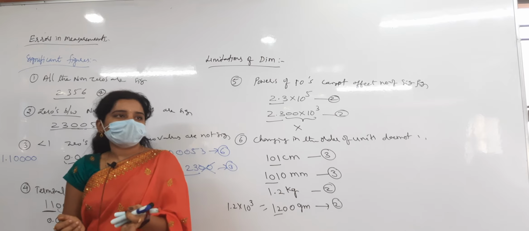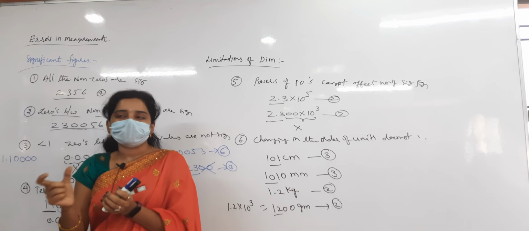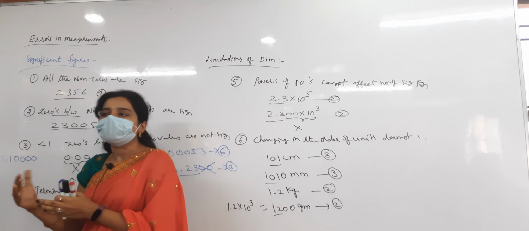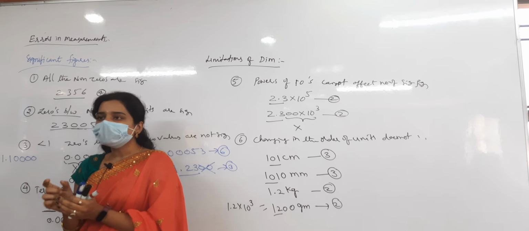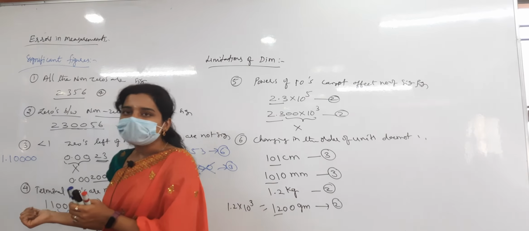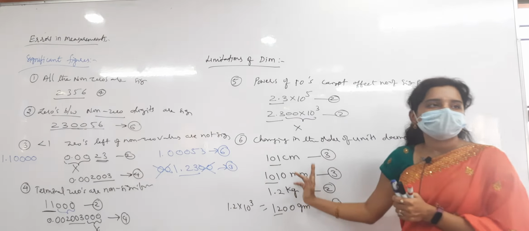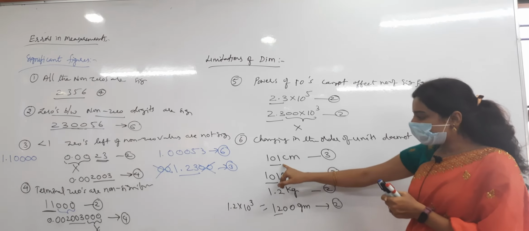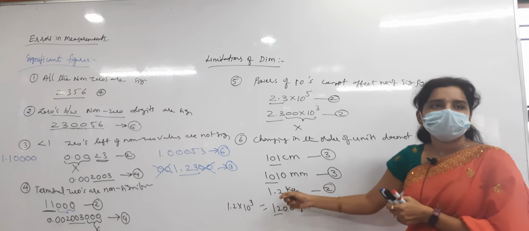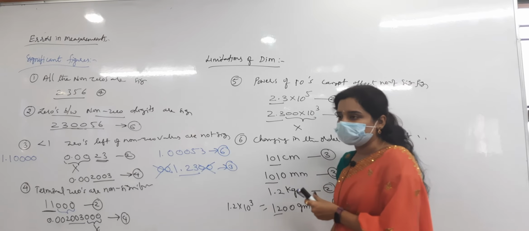I said in the dimensions also the same thing. Whenever you are changing the units of any proper physical quantity, it will not affect the quantity. So n into u is always a constant, and we get n1u1 equals n2u2. In the same way here, whenever you change the units from smaller to bigger, or bigger to smaller, it will not affect the number of significant figures. Whatever is there before will be the same after also. Clear? So this is about the rules of significant figures.